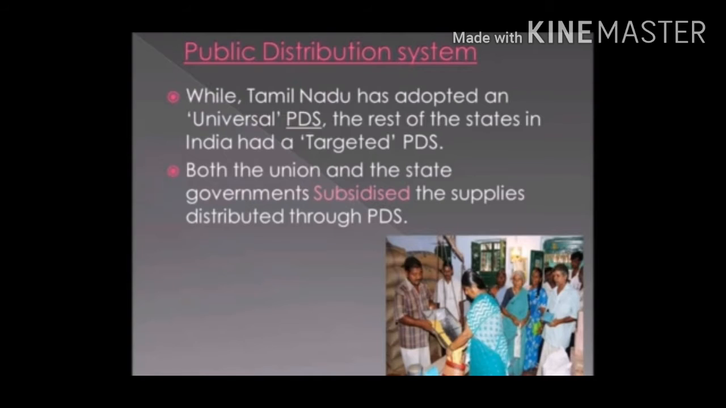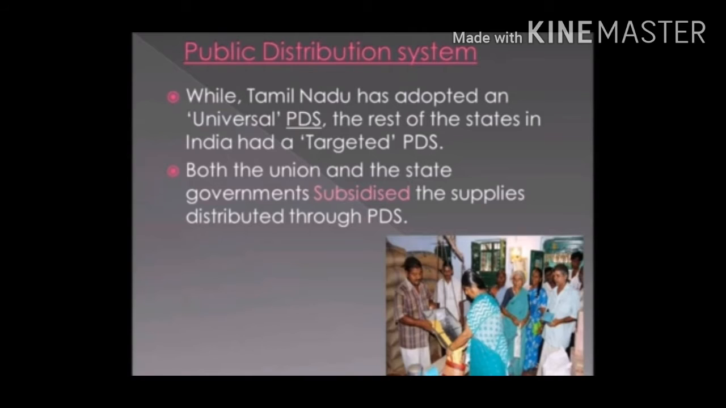Public distribution system. Tamil Nadu has adopted a universal PDS. The rest of the states in India have a targeted PDS. Under universal PDS, all family ration card holders are entitled to the supplies from PDS. In the targeted PDS, the beneficiaries are identified based on certain criteria and given their entitlements, leaving out the rest. Both the Union and the state governments subsidize the supplies distributed through PDS, public distribution system. The level and quantum of subsidy also varied across states.